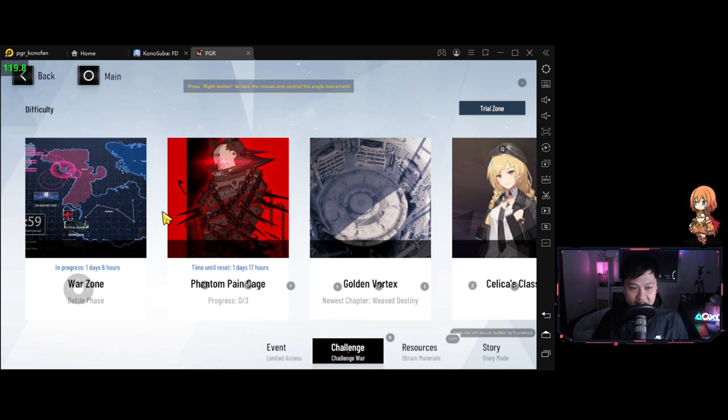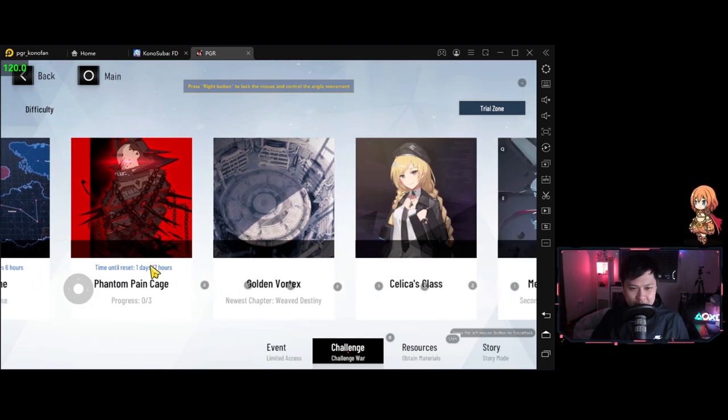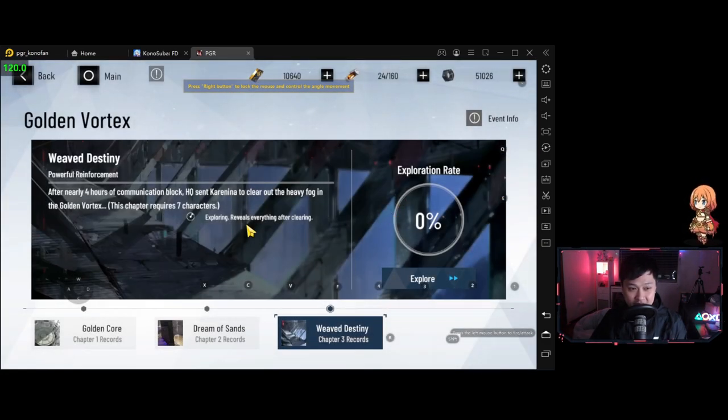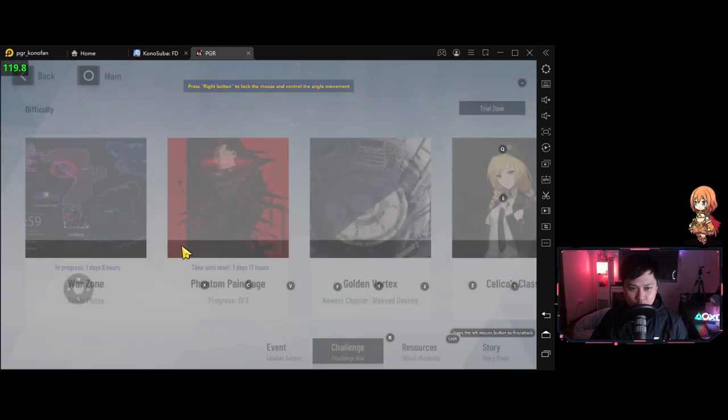And are the events actually identical to the previous ones, where you just grind out currency and then buy stuff with it? The short answer to that is yes, this is pretty much it. The only thing that's going to be drastically different is probably Golden Vortex, in which you've got these guys over here. But realistically, this is kind of your story 2.0.